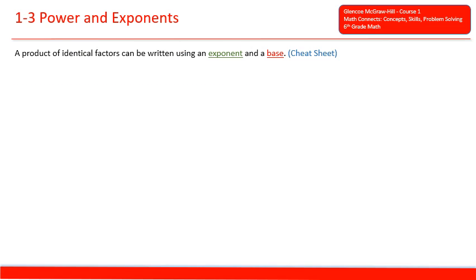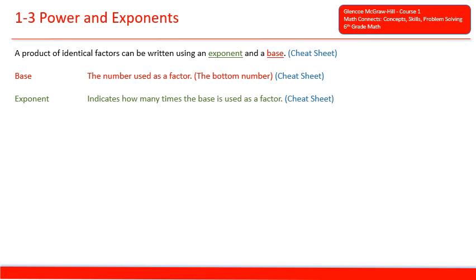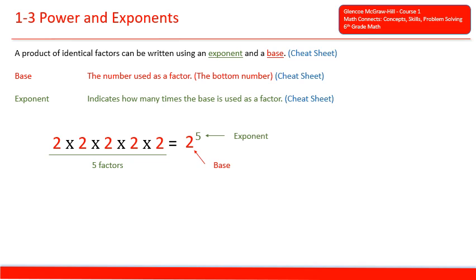A product of identical factors can be written using an exponent and a base. The base is a number used as a factor, so it's the bottom number. An exponent indicates how many times the base is used as a factor. So 2 times 2 times 2 times 2 times 2, so there's 1, 2, 3, 4, 5 2's. 5 factors. The base is 2, and the exponent's 5. So 2 to the 5th power is saying I'm going to multiply 2 times itself 5 times.